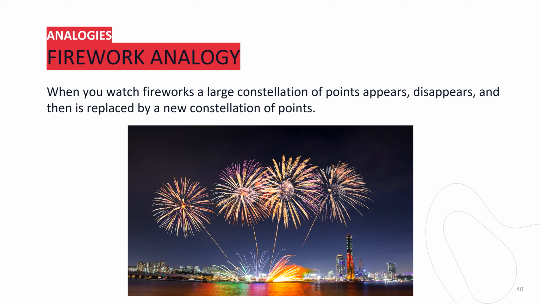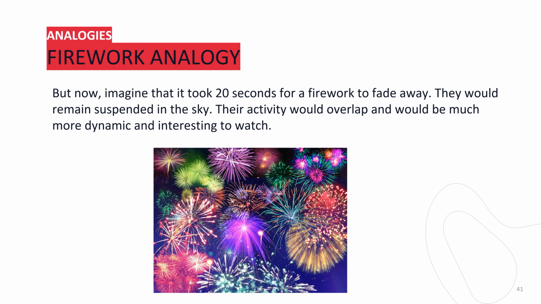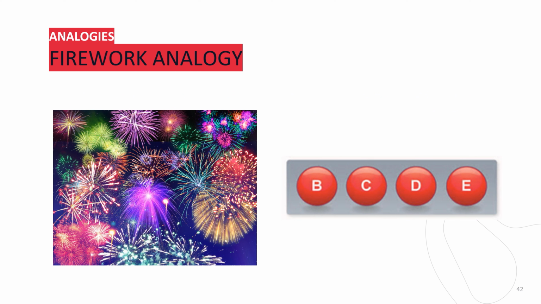When you watch fireworks, a large constellation of points appears, disappears, and then is replaced by a new constellation of points. But now, imagine that it took 20 seconds for a firework to fade away. They would remain suspended in the sky. Their activity would overlap and would be much more dynamic and interesting to watch. Well, this is what happens with activity in the brain. Much of our brain's activity is lasting. In case you missed it, in this analogy, each item of working memory is like a firework.